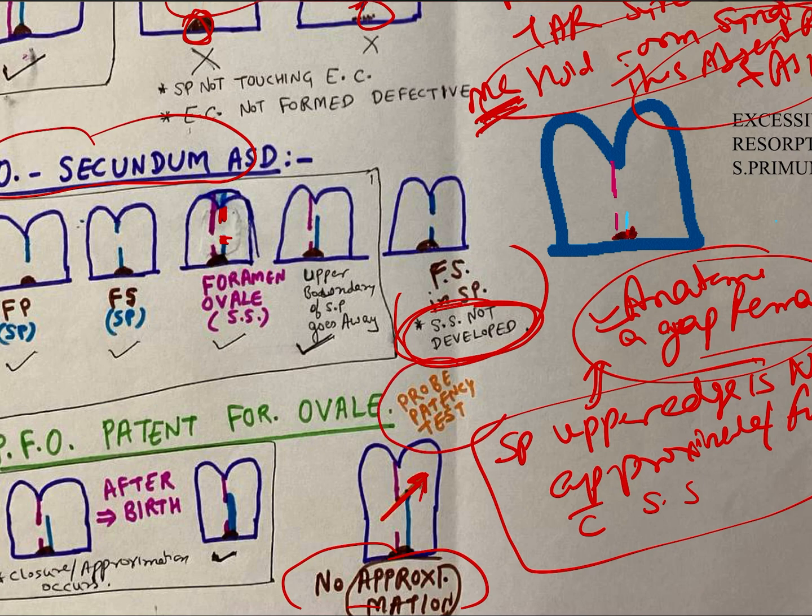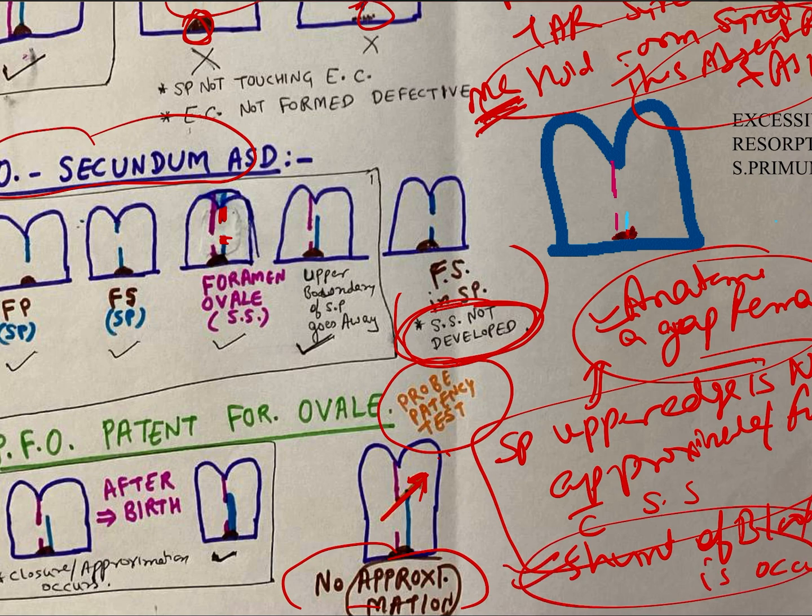Hence, it is also known as probe patency test. This probe patency test is not confirmatory that shunt of blood is occurring, meaning there is no mixing even after PFO is present or probe patency is present.